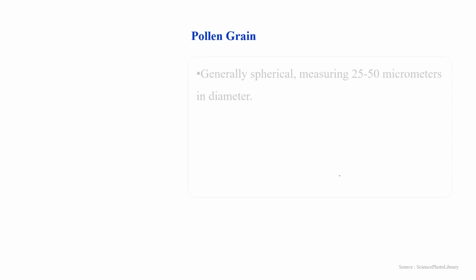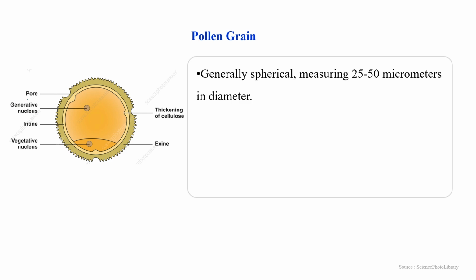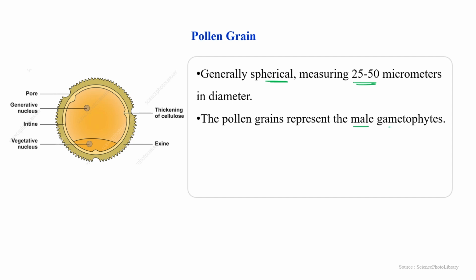Now pollen grains. This is a zoomed picture of a pollen grain. It is generally spherical in shape, and it measures about 25 to 50 micrometers in diameter. This is the measurement, 25 to 50. The pollen grain represents the male gametophyte.